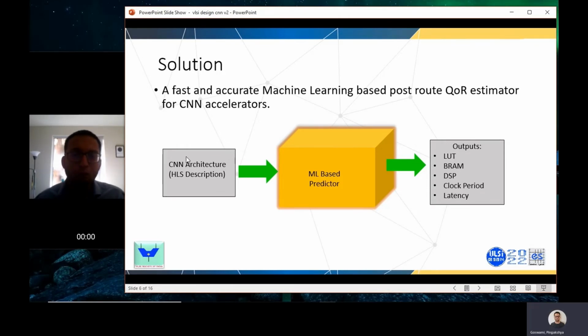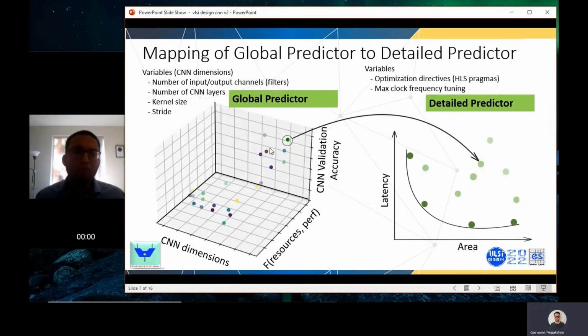They just have to give either the CNN architecture in C++ or Python level to the machine learning based predictor to get the post-route QoR. That means resource requirement, which includes LUT, block RAM, and DSP, and performance, which includes latency and clock period. So this is our mapping from global predictor to detailed predictor.